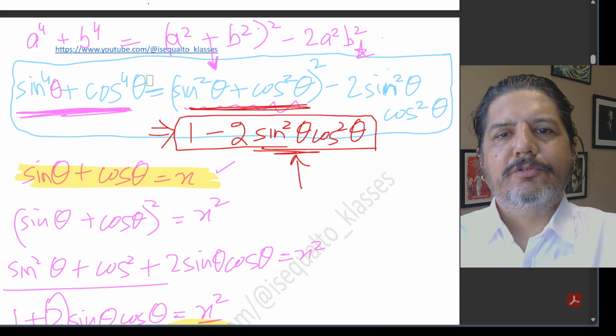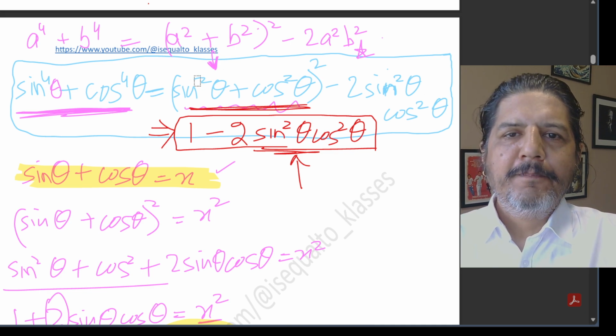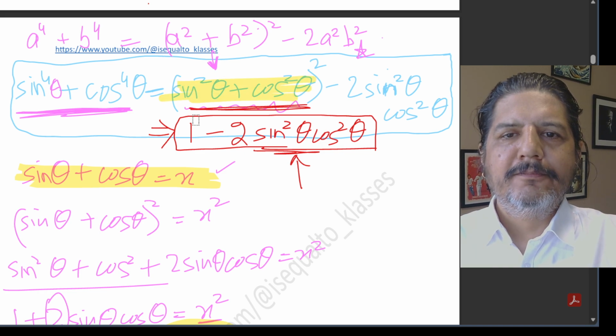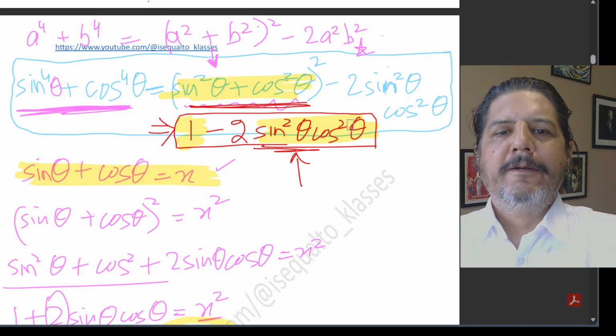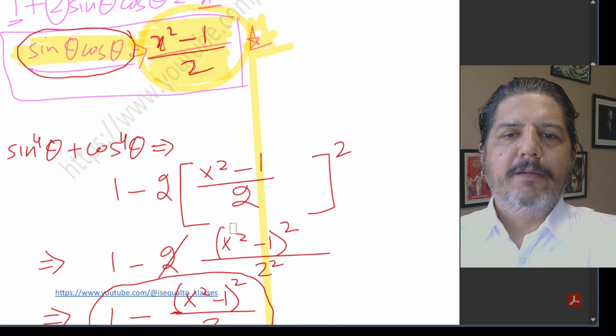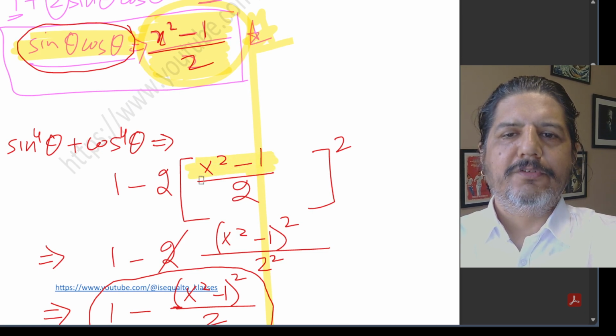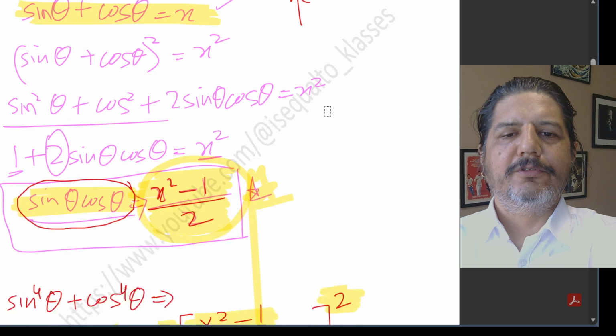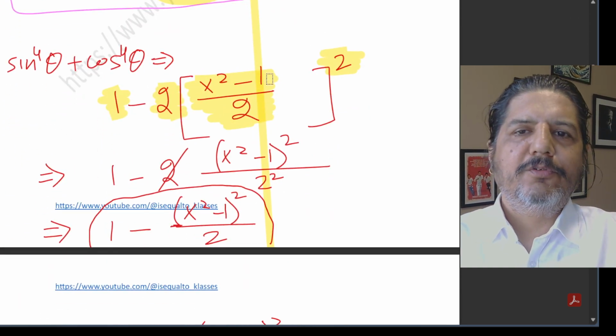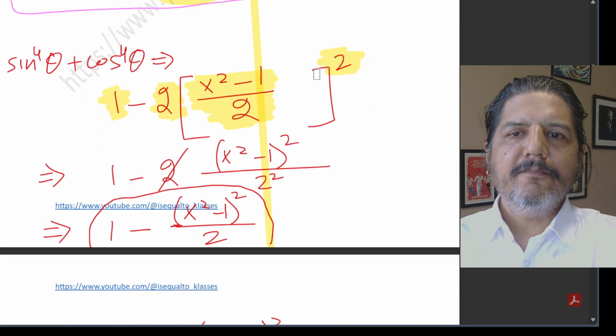Sin raised to power 4 theta plus cos raised to power 4 theta is equal to (sin square theta plus cos square theta) whole square minus 2 sin square theta cos square theta. This I understand that this is equal to 1. Here, once I reach sin square theta cos square theta, I understand that this is equal to (sin theta cos theta) whole square. I have the value of sin theta cos theta. I put the value of sin theta cos theta here. I square it. I multiplied it by 2 and I put 1 here. Why am I doing this? Because this is 1 minus 2 sin square theta cos square theta. Then I manipulated this (x square minus 1) whole square upon 2.